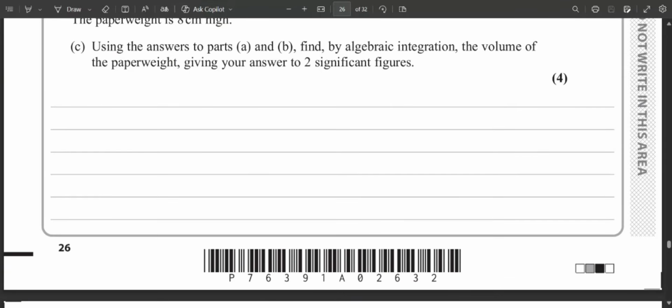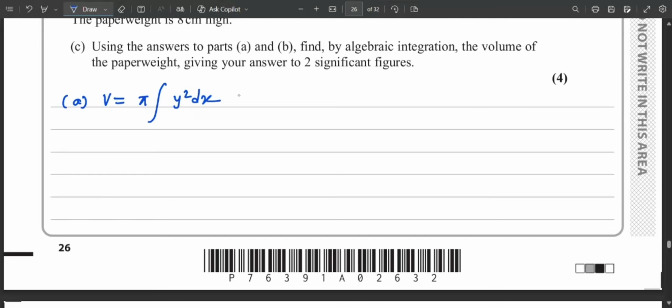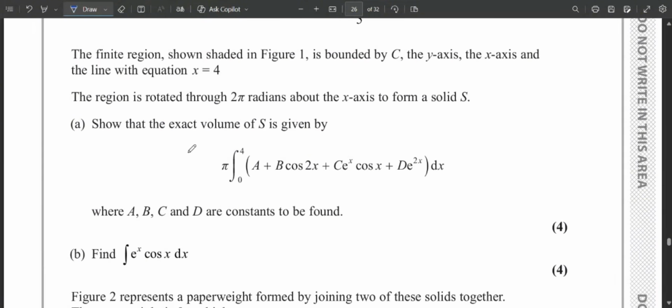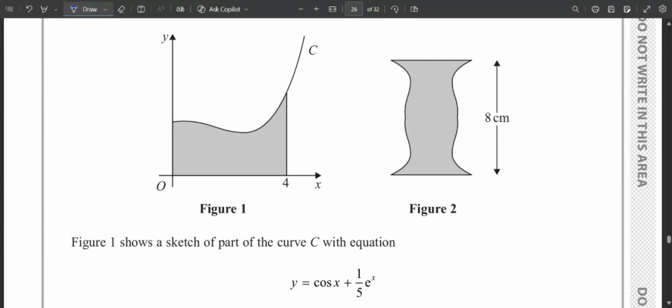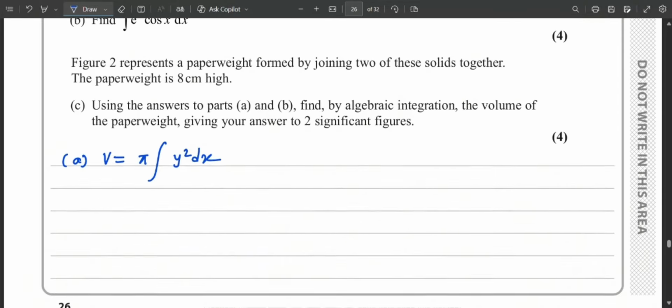So we can start solving this. We know that in order to find volume, we have to use the formula pi integration of y square dx. This formula will give us the volume for a solid that has been rotated around the x-axis. As per the question, this shaded region was rotated around the x-axis to form the shape. So we can use the limits for this shaded area to find the volume of our object.